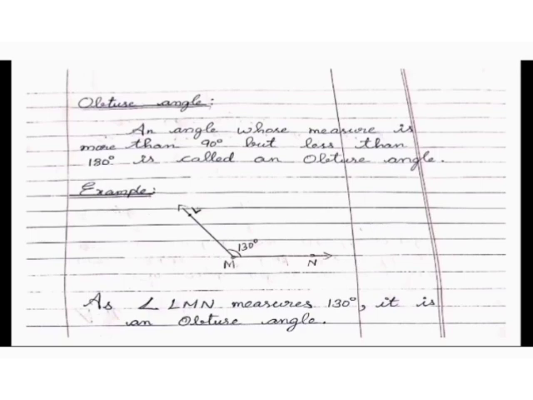And the next one, obtuse angle. An angle whose measure is more than 90 degree but less than 180 degree is called an obtuse angle. Look at the example. Angle LMN measures 130 degree. It is an obtuse angle. And the next one, right angle. An angle whose measure is equal to 90 degree is called a right angle. Look at the example. Angle ABC measures 90 degree. It is a right angle.